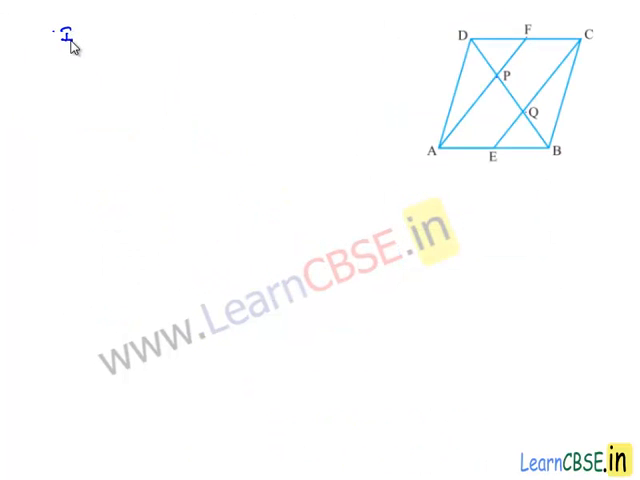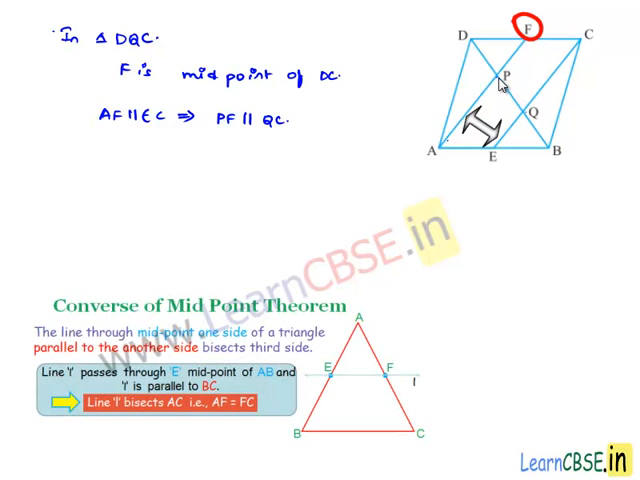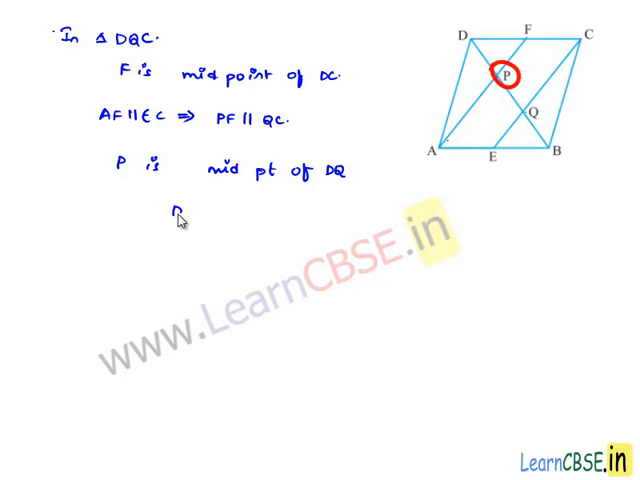Now let us consider the triangle DQC. In triangle DQC, we know that F is midpoint of DC, which is given, and we know that AECF is a parallelogram. Thereby we can say that AF is parallel to EC, which further implies that part of AF, that is PF, is also parallel to QC, that is part of EC. Now as in triangle DQC, F is midpoint of DC and PF is parallel to QC, by converse of midpoint theorem, we can say that P is midpoint of DQ. As P is midpoint of DQ, we can say DP is equal to PQ. Let it be as equation number 1.